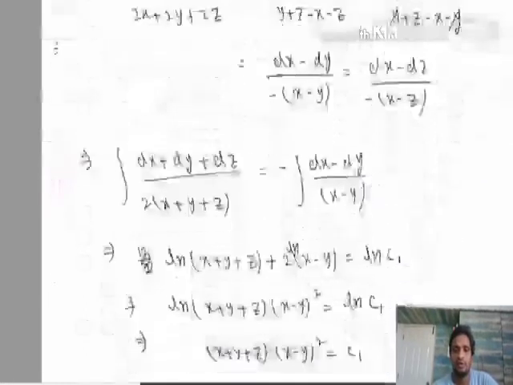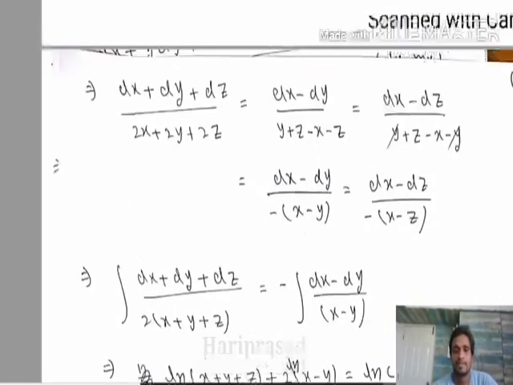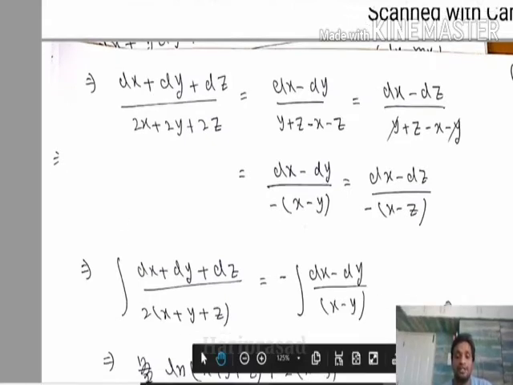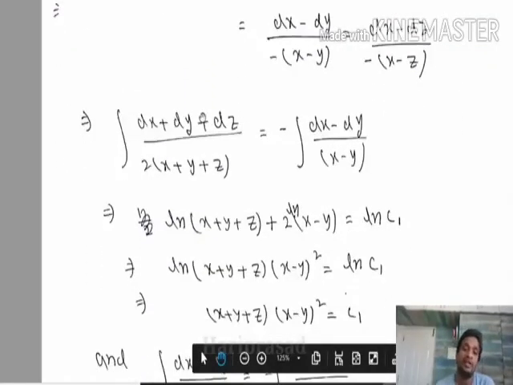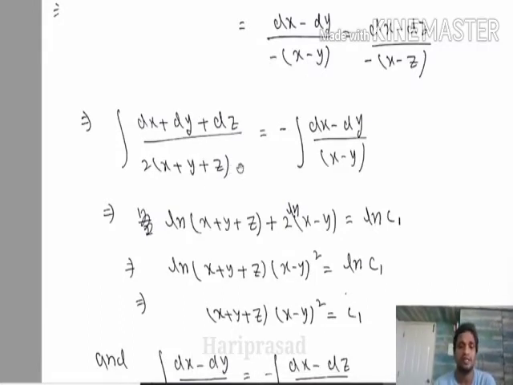So the leftover terms are, in the first equation as it is, the first term, and the second term dx minus dy by minus of x minus y. The z terms get cancelled, and the z term is dx minus dz by minus of x minus z. If I integrate these first two terms, I am writing integration on both sides. See here, it is in the form of dx by x. If you assume x plus y plus z is equal to t, then the derivative is in the numerator. Here also, if I assume x minus y is t, then the derivative is in the numerator.